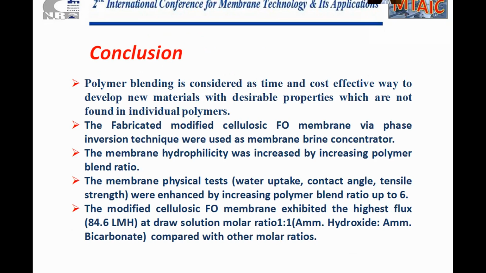6. The modified cellulosic forward osmosis membrane achieved the highest flux, equal to 24.6 liter per meter square hour, at the solution molar ratio 1:1 ammonium hydroxide to ammonium bicarbonate compared with other molar ratios. Thank you.